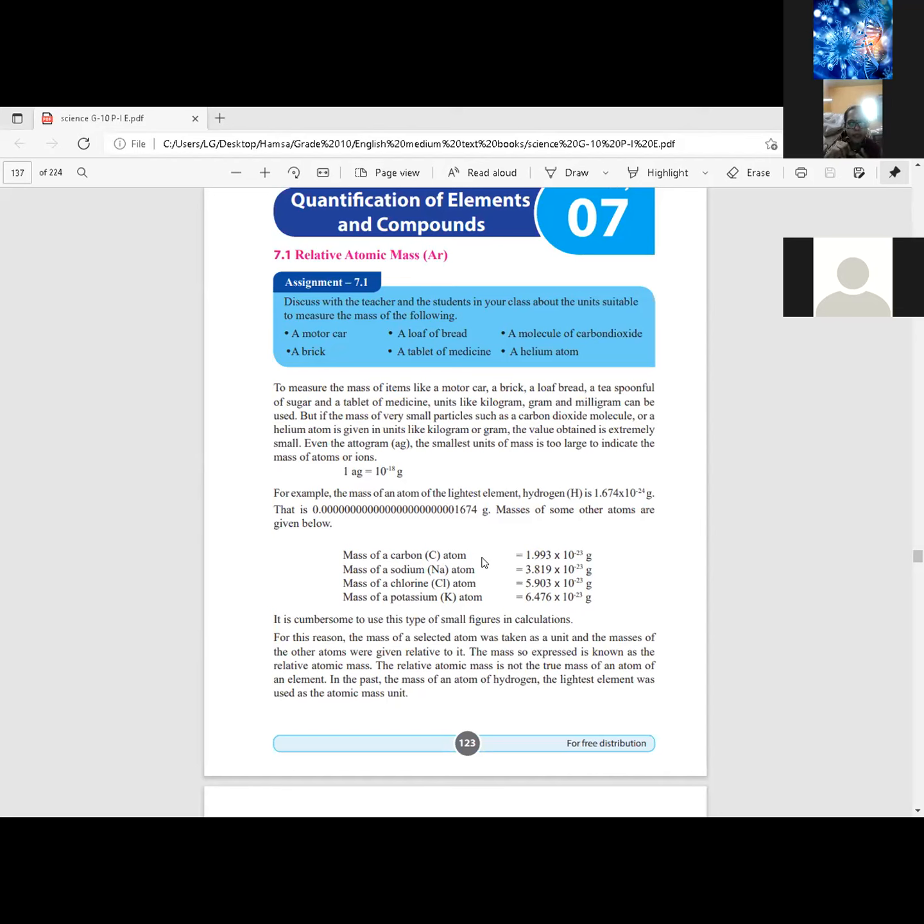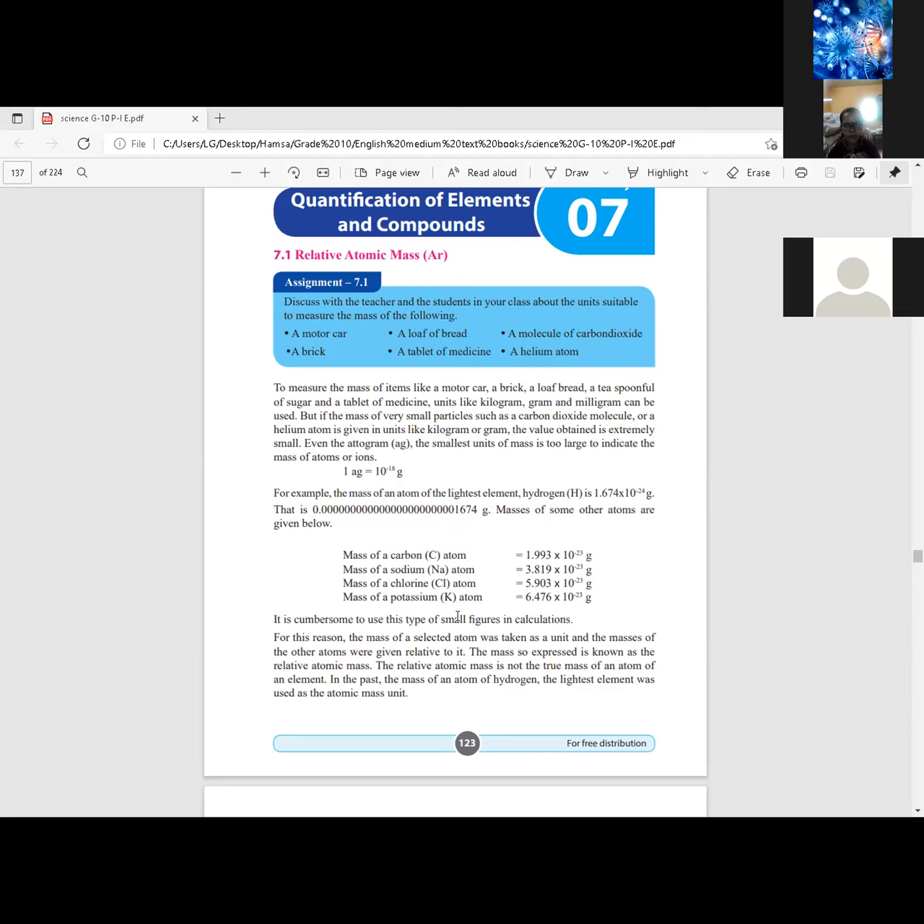For the carbon atom, they have given 1.993 into 10 to the power minus 23. We'll be using the mass of the carbon atom in our calculations, 1.99 into 10 to the power minus 23. It is better to know this value, so you can put a star mark there: 1.99 into 10 to the power minus 23 grams.